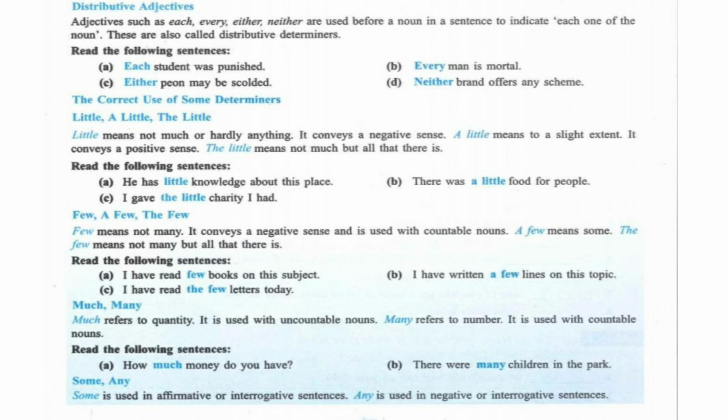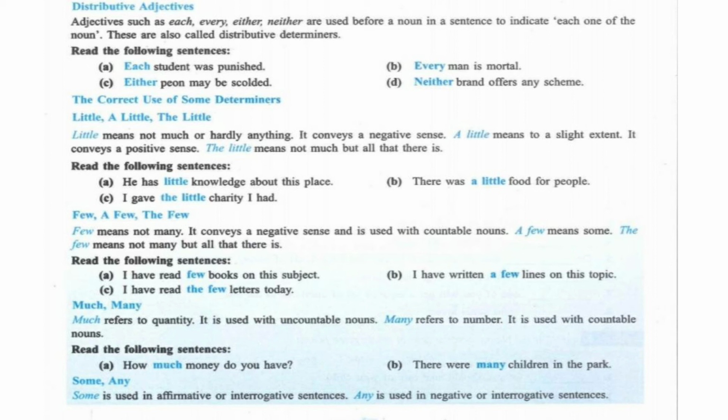Much, many. Much refers to quantity. It is used with uncountable nouns. Many refers to number. It is used with countable nouns. Now if we read the following sentence: How much money do you have? Money is an uncountable noun, so we are using much before money. There are many children in the park. Children is a countable noun, so we are using many to refer to the number of children.